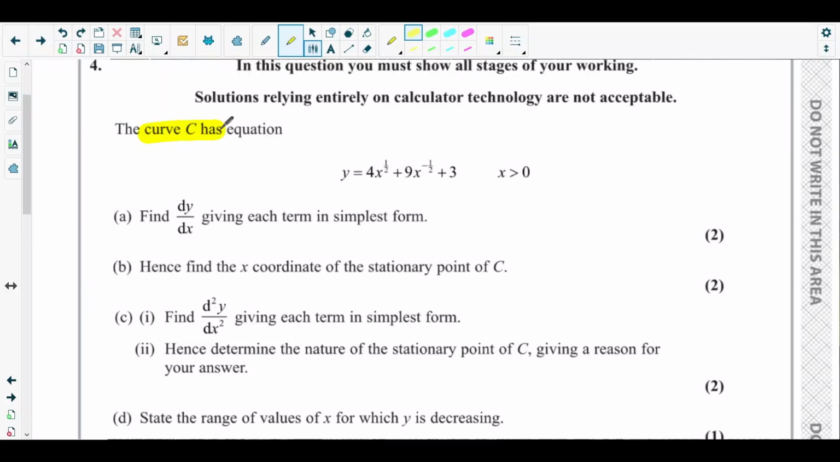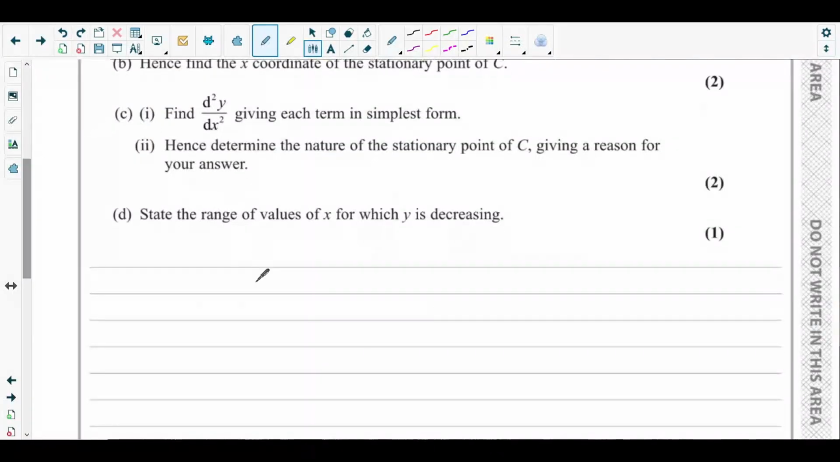So the curve C has equation y equals 4x to the power half plus 9x to the power negative half plus 3, where x is greater than 0. Part A is asking us to find dy over dx, that is the derivative of y, giving each term in simplest form. So we just need to differentiate y.